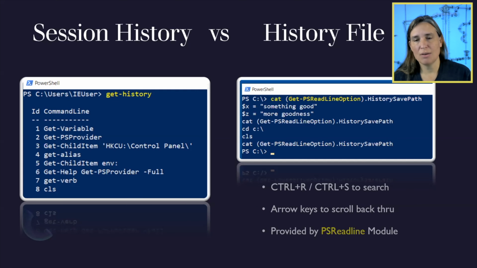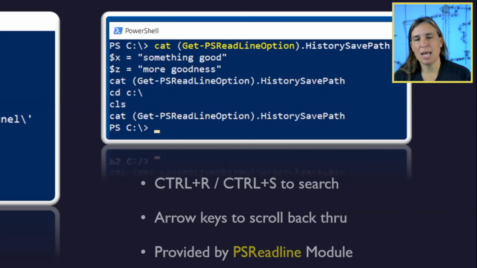The history file is provided to us in PowerShell through a PowerShell module that's installed by default with PowerShell on Windows and PowerShell Core on Linux and Mac. It's a module called PSReadLine. People don't always necessarily realize this, but that module is installed by default, and that's what's giving us this history file.